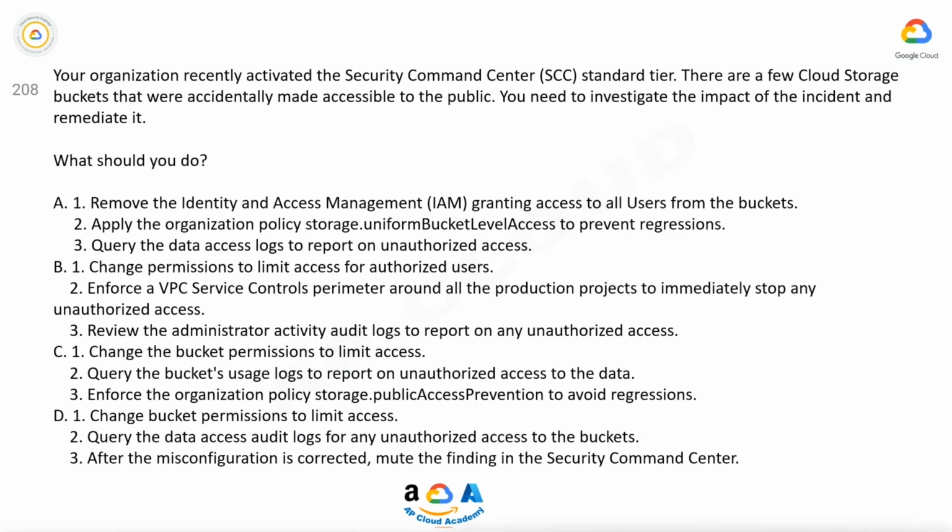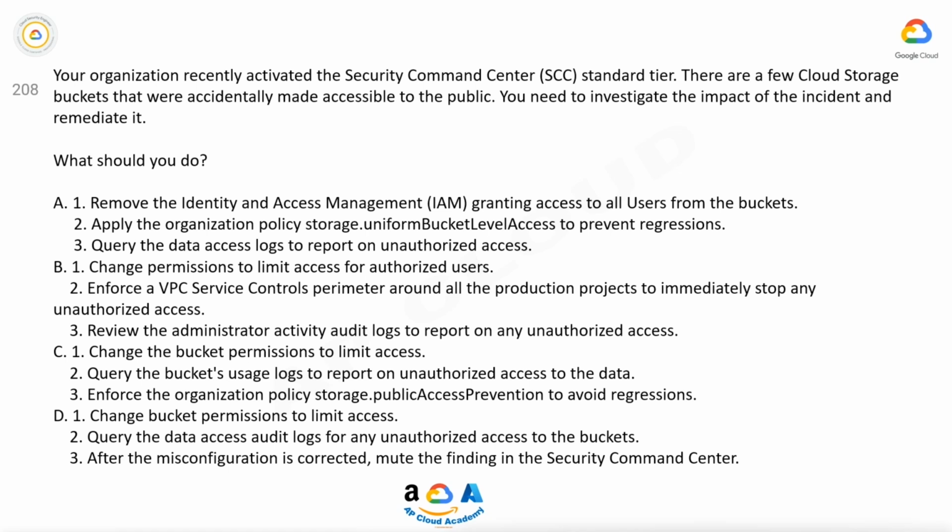Question number 208. Your organization recently activated the Security Command Center, SCC, standard tier. There are a few Cloud Storage buckets that were accidentally made accessible to the public. You need to investigate the impact of the incident and remediate it. What should you do? A. 1. Remove the Identity and Access Management, IAM, granting access to all users from the buckets. 2. Apply the organization policy storage.uniformBucketLevelAccess to prevent regressions. 3. Query the data access logs to report on unauthorized access.